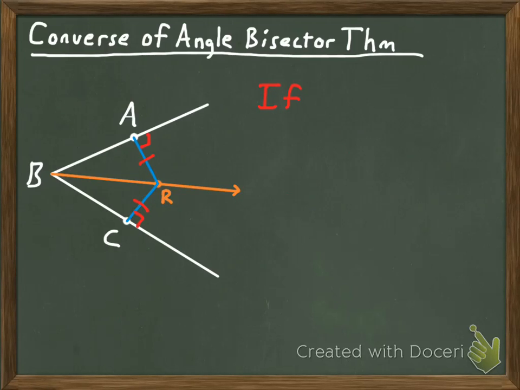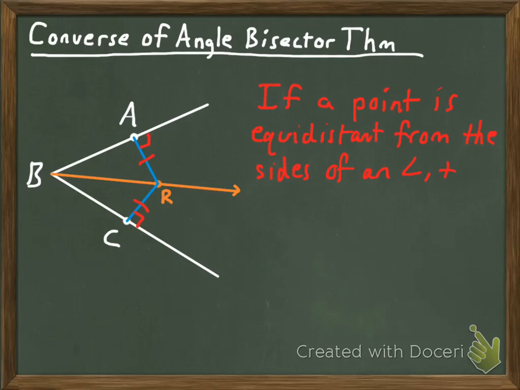I want to write this as a general statement, not for this picture specifically. If a point is equidistant from the sides of an angle, then it lies on the bisector of the angle.